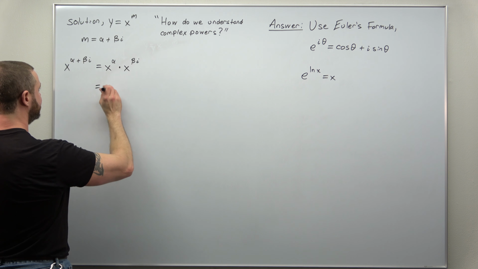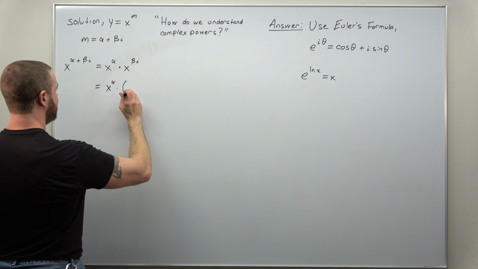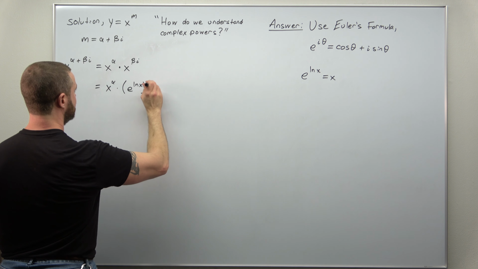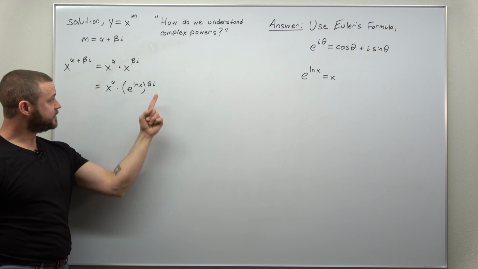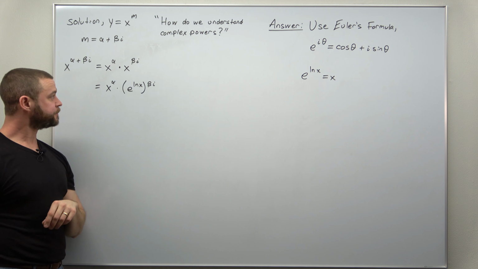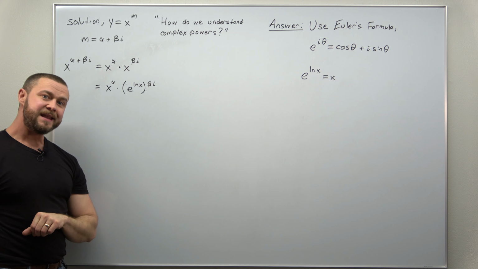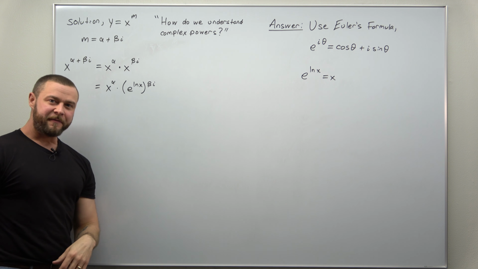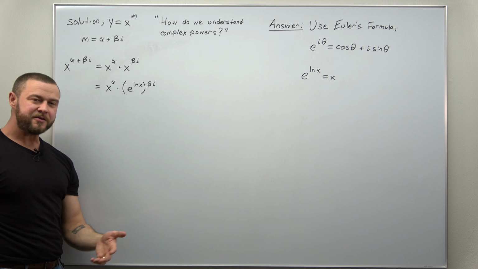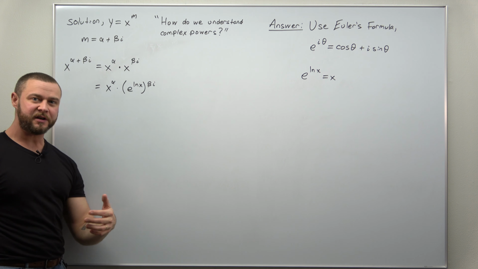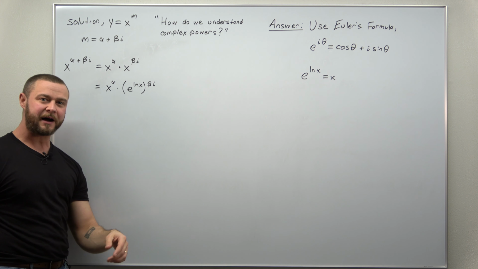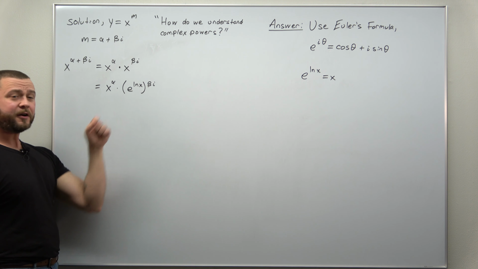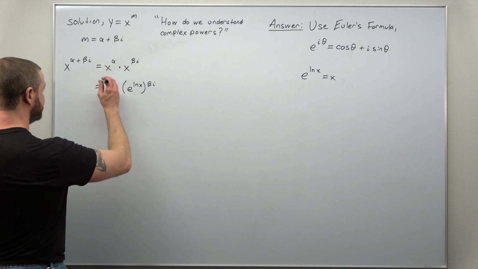We have x to the alpha, and now in parentheses, e to the natural log of x. Outside, you still have the power beta i. And now, fudging some of the details, some math professors probably want you to prove that you can use your properties of exponents in the case of imaginary or complex powers, but they work, so let's just use them. You have an outer and inner power, you multiply them.